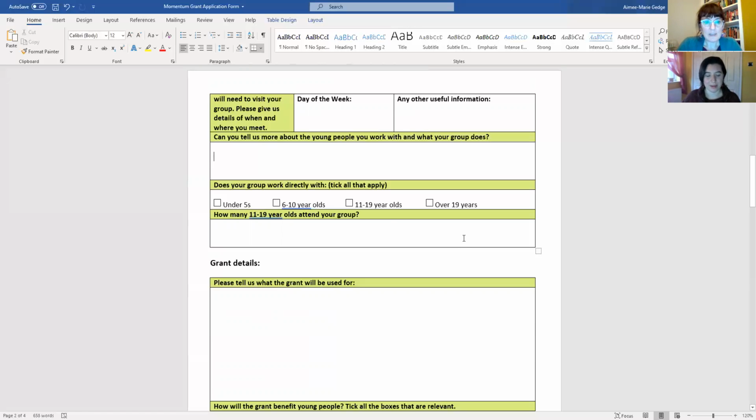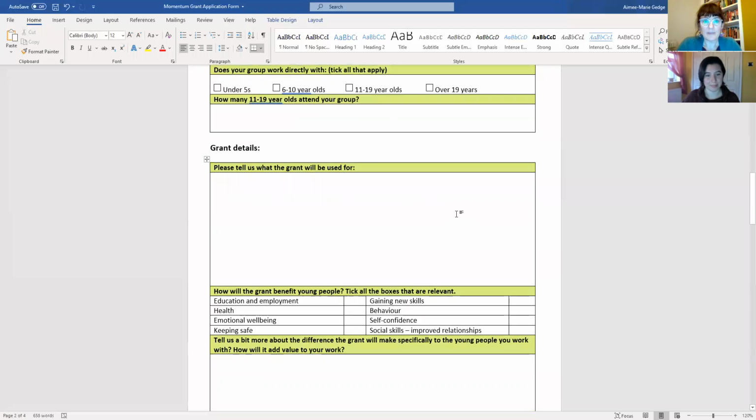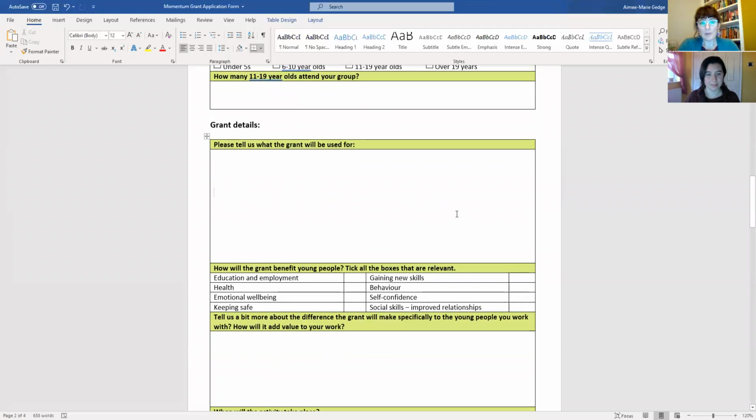So the next bit, grant details: please tell us what the grant will be used for. I think this goes back to the top lines of the application, and remembering that young people will be reading this, and they'll really want to know what difference this grant is going to make to the young people you work with. So always have that at the front of your mind when you're filling this in.